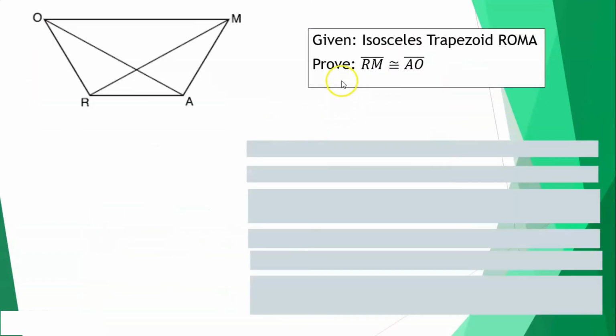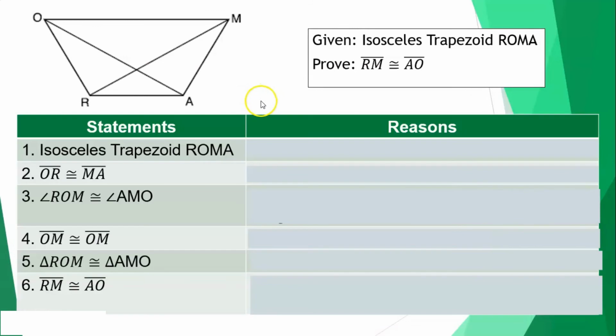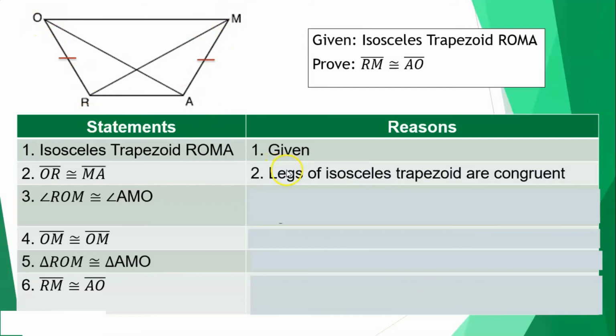Okay, next. Now, let's have this geometric proof. Take note here. It's given that ROMA is an isosceles trapezoid. We have to prove that RM is congruent to AO. I'm giving all the statements, so we will identify all the reasons. For number 1, definitely it's the given. For statement 2, basing on statement 1, if ROMA is an isosceles trapezoid, it would follow that OR and MA are congruent. It's because legs of an isosceles trapezoid are congruent.